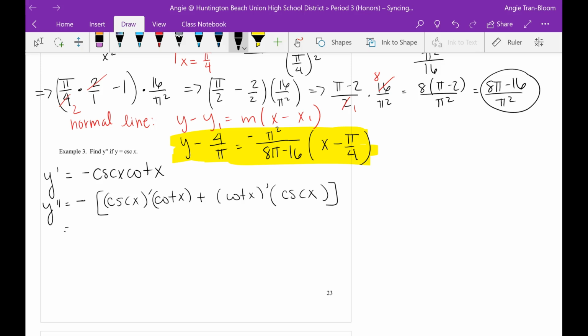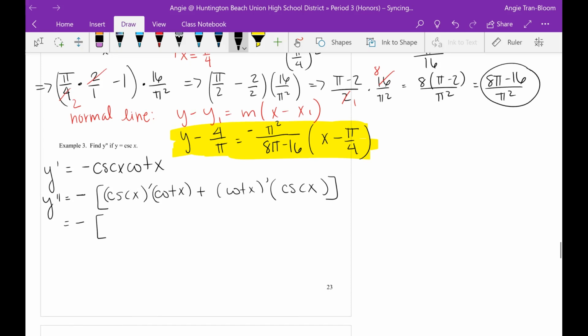Then from here, I'm just going to slowly recall my derivatives. The derivative of cosecant, as you can see above, is negative cosecant of x times cotangent of x. Then I'm going to bring down this cotangent, okay? Over here, the derivative of cotangent is going to be negative cosecant squared of x. And then I'm just going to bring down this guy times cosecant of x. Okay, slowly, work this out.